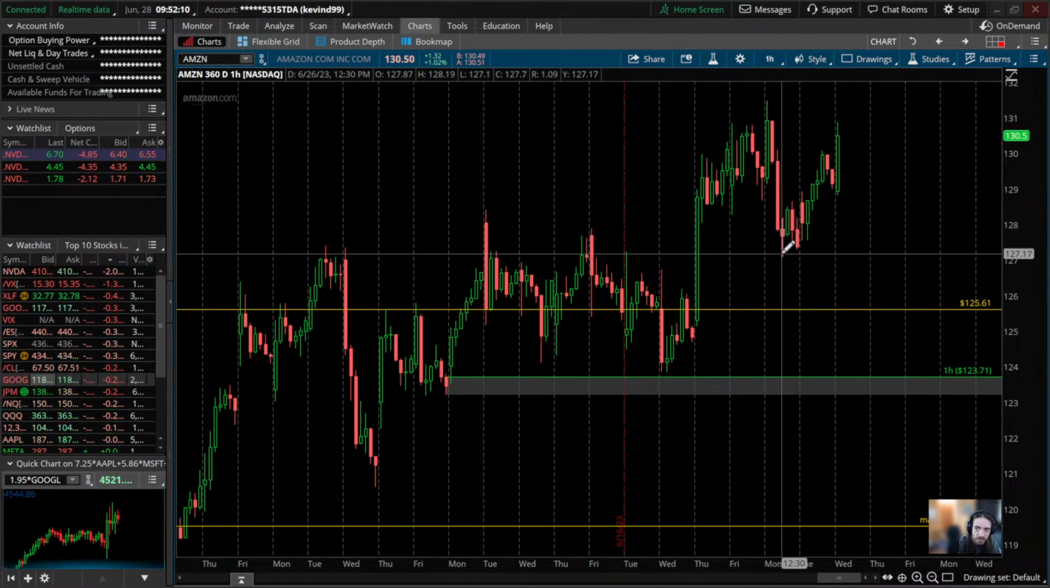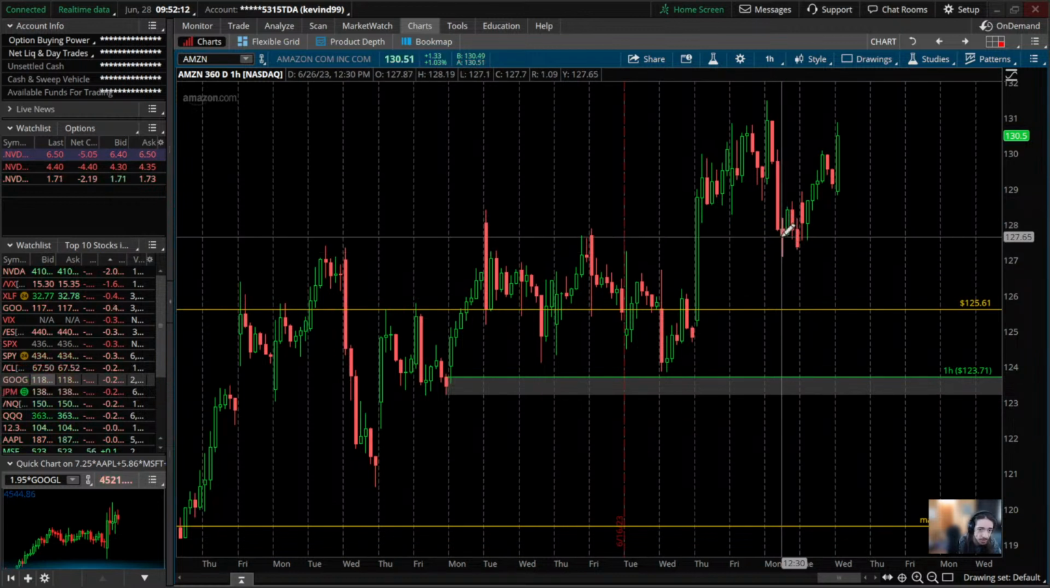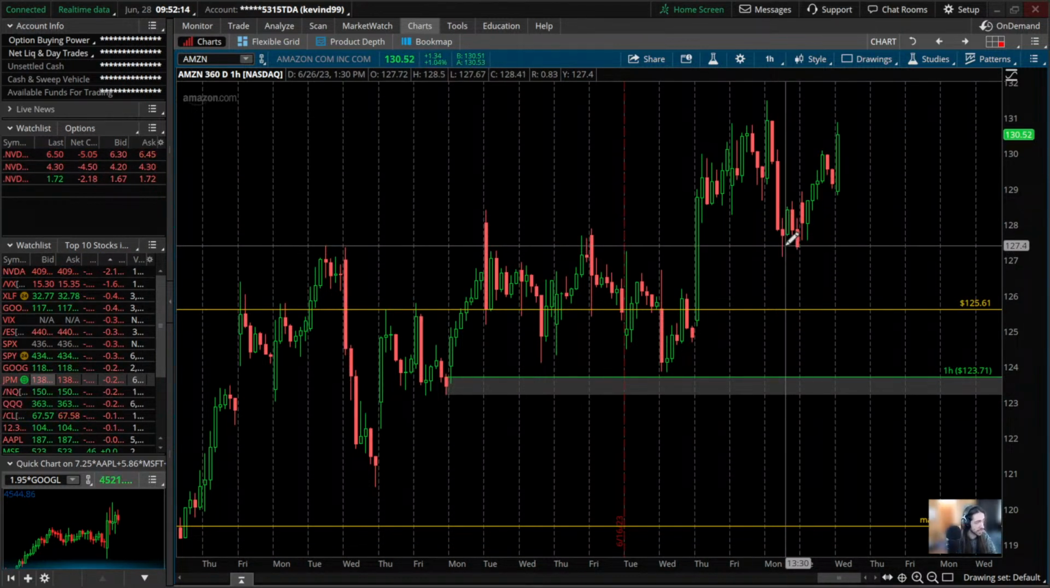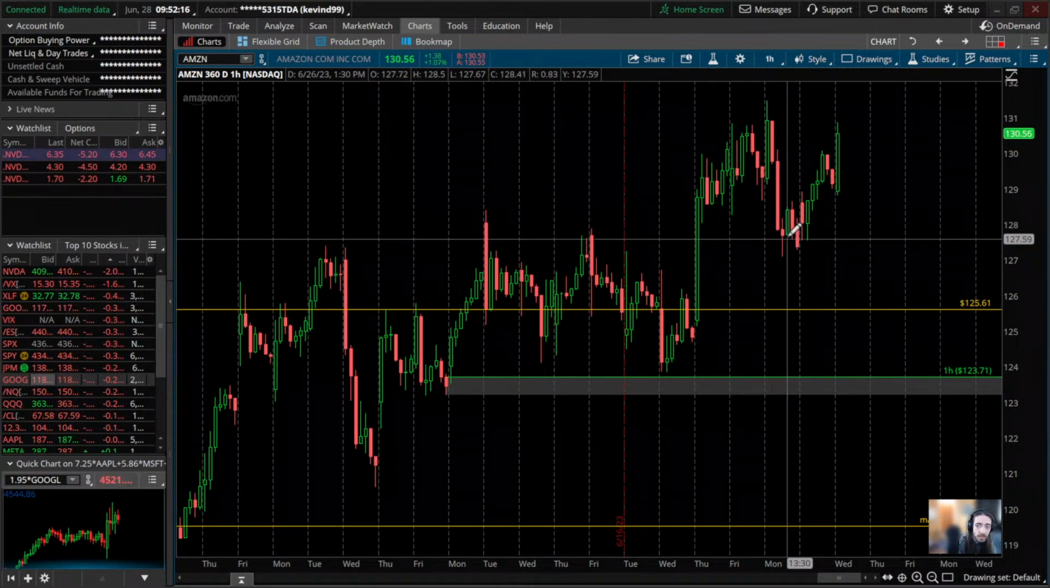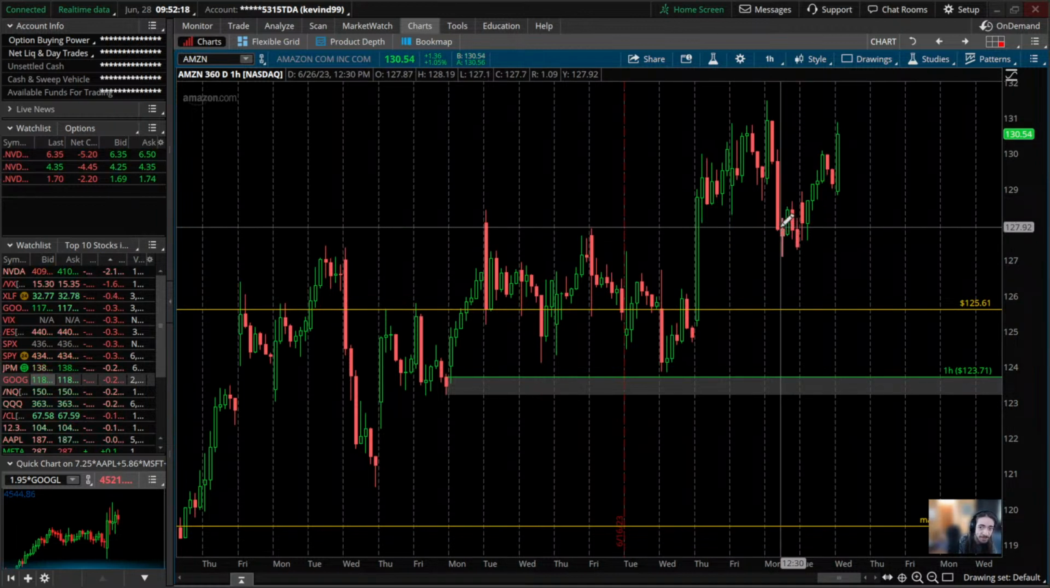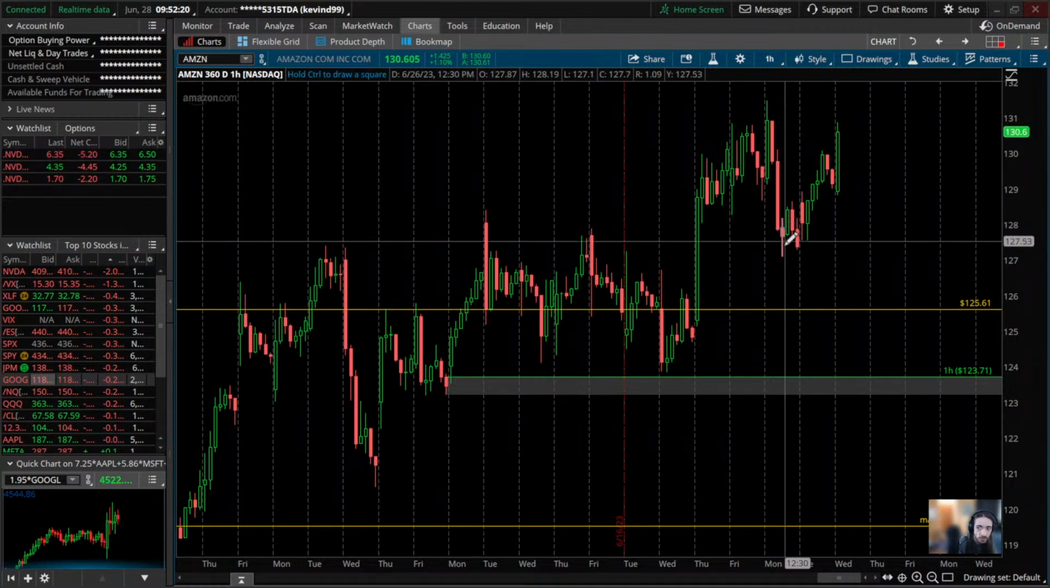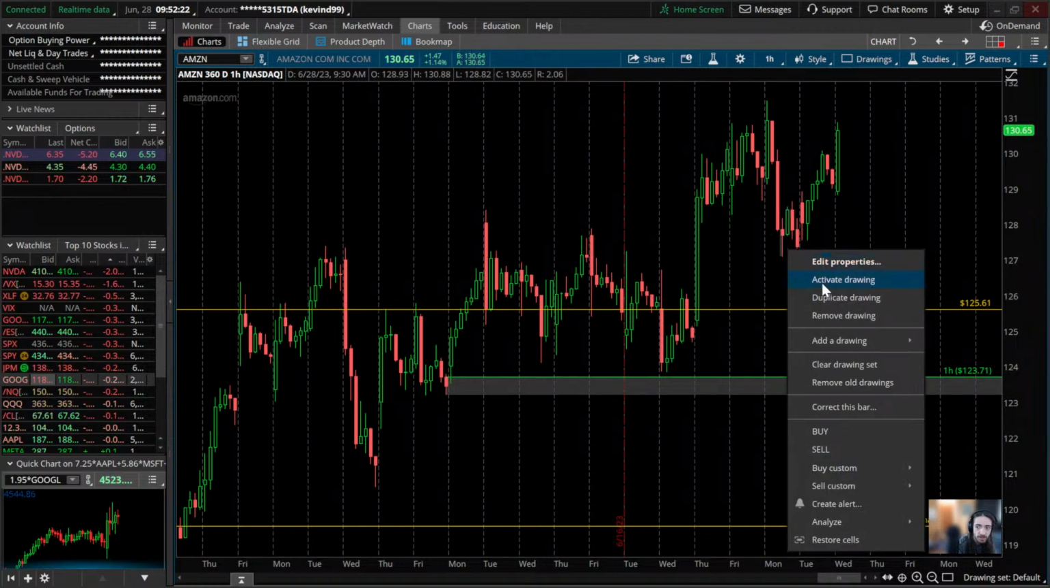Again, the same area. But sometimes you do have to make exceptions for supply and demand zones. I would make the exception for this demand zone, and let me tell you why. Because if I look, hold up.